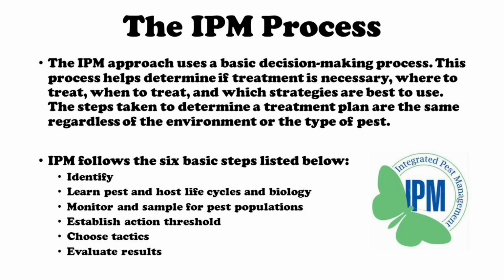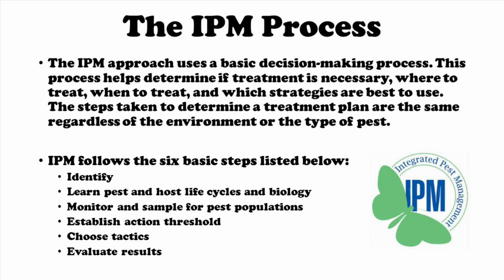So the IPM process. The IPM approach uses a basic decision-making process. This process helps determine if treatment is necessary, where to treat, when to treat, and which strategies are the best to use. The steps taken to determine a treatment plan are the same regardless of the environment or the type of pest. IPM follows 6 basic steps listed below.